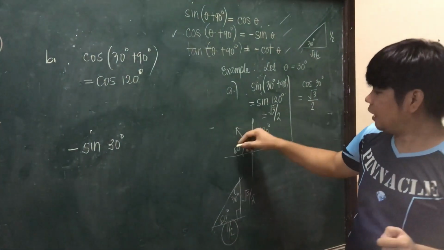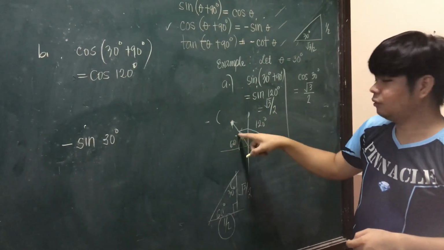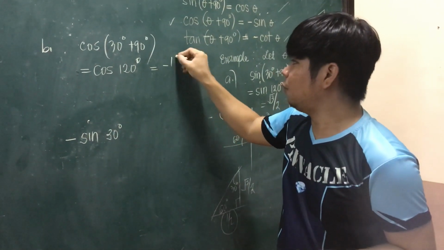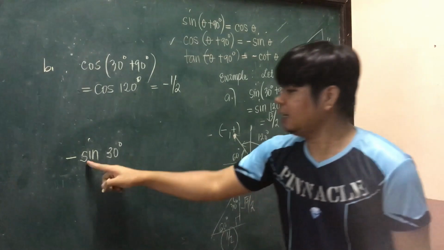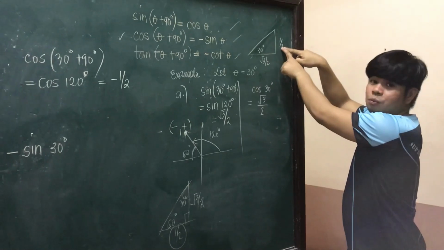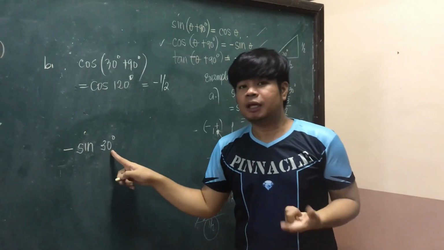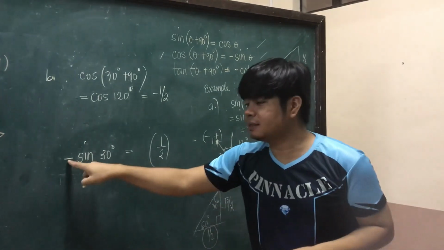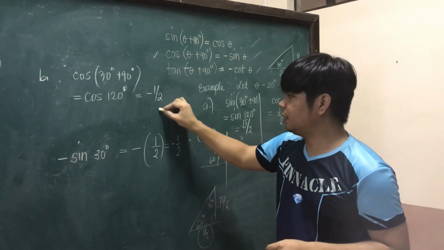However, since the angle of 120 degrees is in quadrant 2, where x is negative, this must be negative 1/2. But sine 30 degrees, the side opposite of 30 degrees, is 1/2. That is positive because you can find 30 degrees in quadrant 1. So sine 30 degrees is 1/2, and because there is a negative here, it will give you negative 1/2. And you see, they are the same.